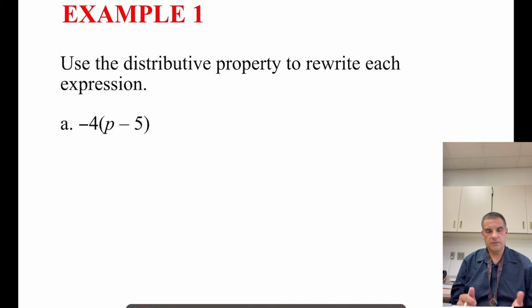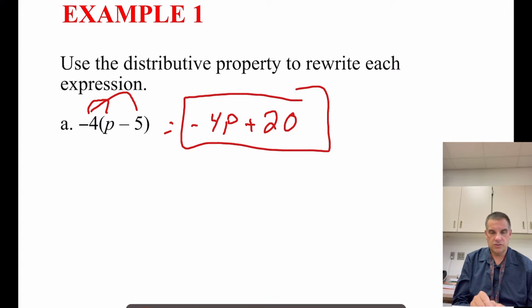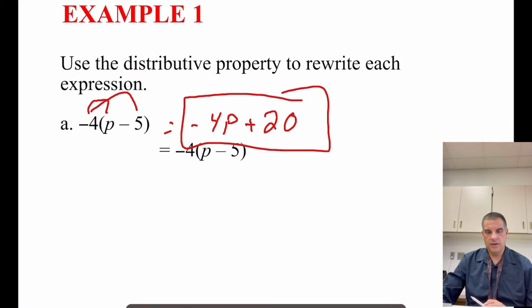If we use the distributive property to rewrite this expression, this is really the first thing you're going to have to do in your assignment today. All you're really going to do is take negative 4 times p to get negative 4p, and then negative 4 times negative 5. A negative times a negative is a positive, and 4 times 5 is 20. You've just rewritten that expression in the form they want it. And again, they're going to lead you through it too.